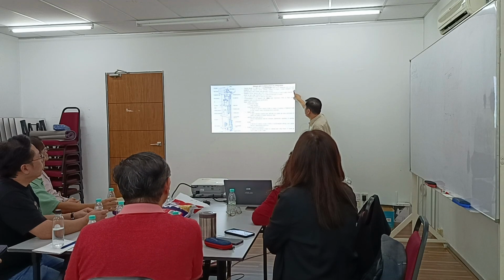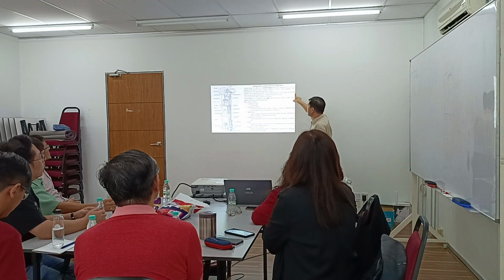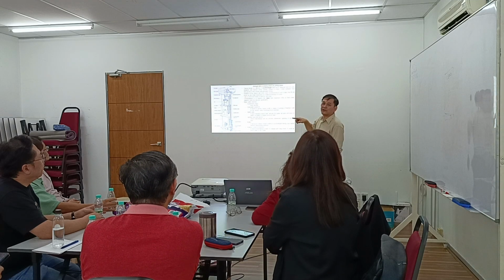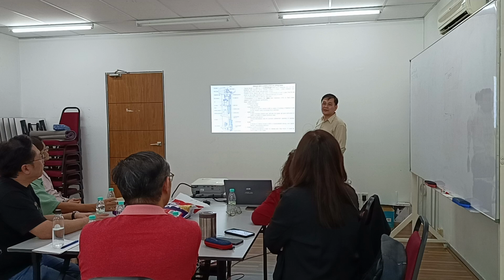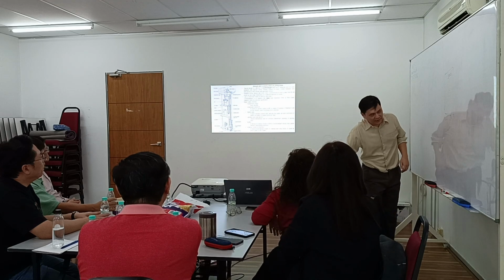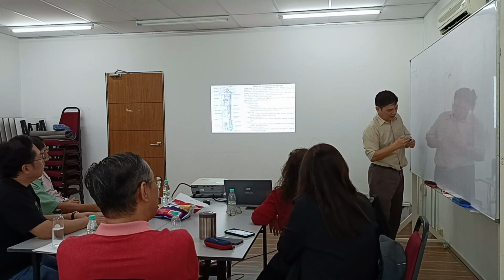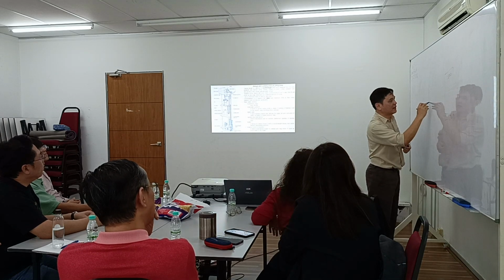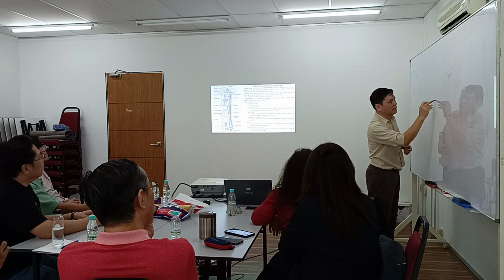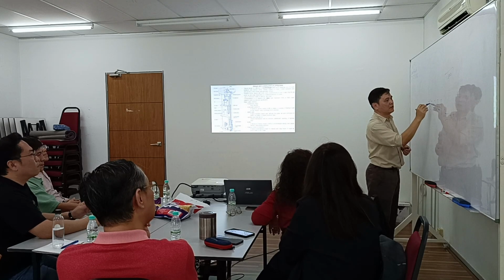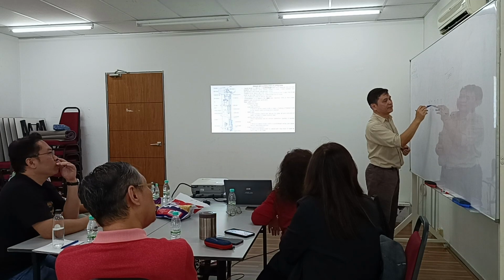So how can the lift move up? Actually, it is caused by the friction between the rope and the groove of the sheave. So this is the mechanism. So this is the groove. So you have the rope up. So this is the friction.